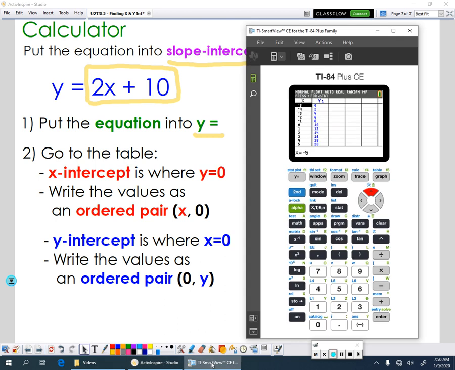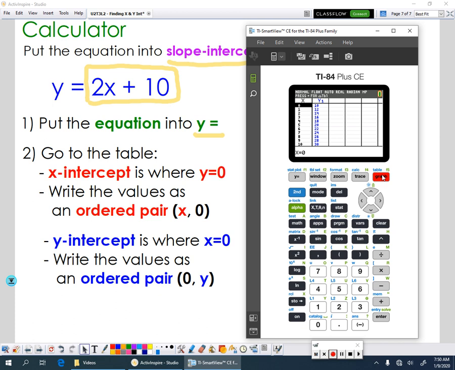So go ahead. First thing we should always do is clear the memory in our calculator because you don't know what somebody was doing before you. So we're going to go to y equals, and then we're going to enter this equation, 2x plus 10. So 2x plus 10, and then we have to go to our table. So we'll hit second and our table key.